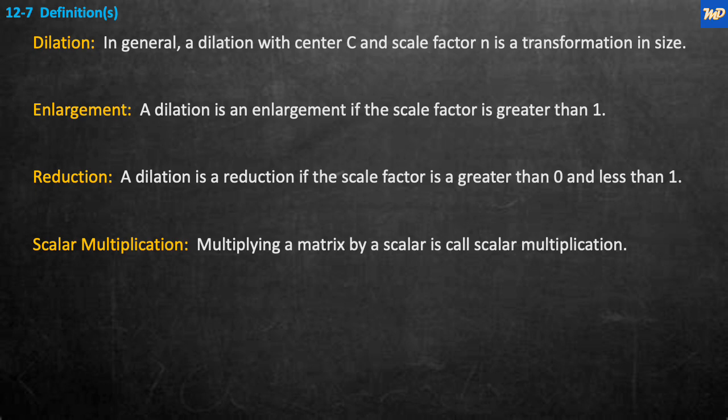A dilation is an enlargement if the scale factor is greater than 1. Reduction. A dilation is a reduction if the scale factor is greater than 0 but less than 1. Obviously, if it's equal to 1, it's nothing. It doesn't change at all. It doesn't get larger or smaller. If it's 0, it doesn't exist. Everything disappears. So if it's less than 1, you're taking a fraction of the size, a half of it, a quarter, or whatever. If it's greater than 1, you're 2 times, 3 times, 4 times, whatever.